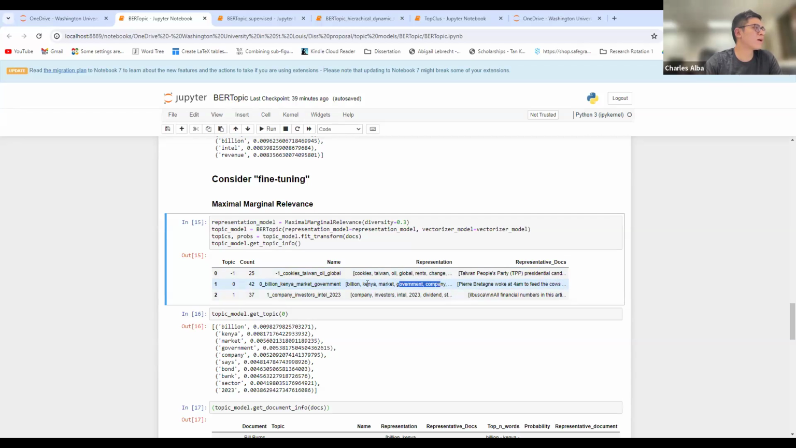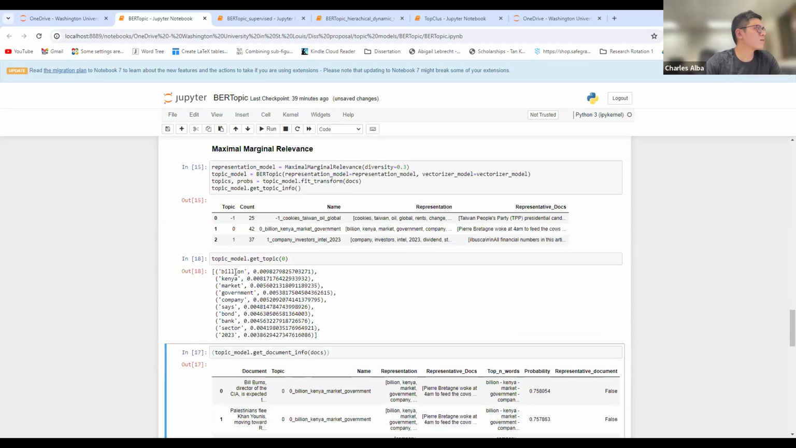So probably talking about the Kenyan economy, not really quite sure. Companies, investor, Intel 2023, right? And then again, this is probably talking about stock news, your typical stock news for the day. So again, we can see billion, Kenyan, market, government, company says, bond, bank, sector. So something about the Kenyan economy, right?